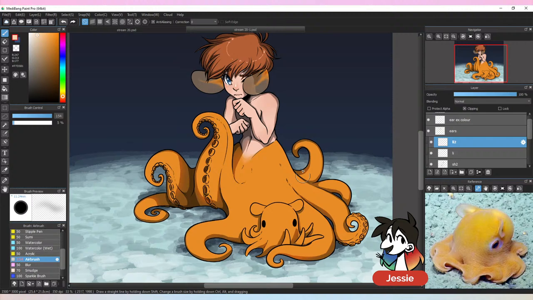Let's really turn down this opacity because I know that MediBang really likes to up its opacity, make its airbrush really intense for some reason.